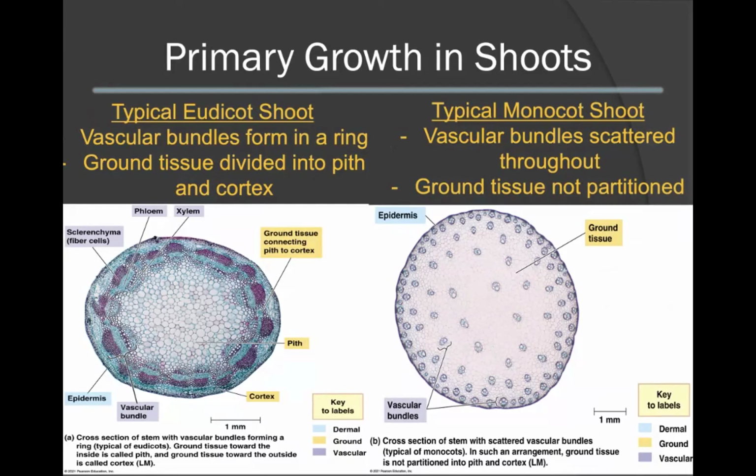Also note the presence of fiber cells that offer support to the vascular tissue. This is then surrounded by the epidermis. In a typical monocot shoot, the vascular bundles of xylem and phloem are usually scattered throughout. The ground tissue is not partitioned into the pith and cortex as we see in eudicots.